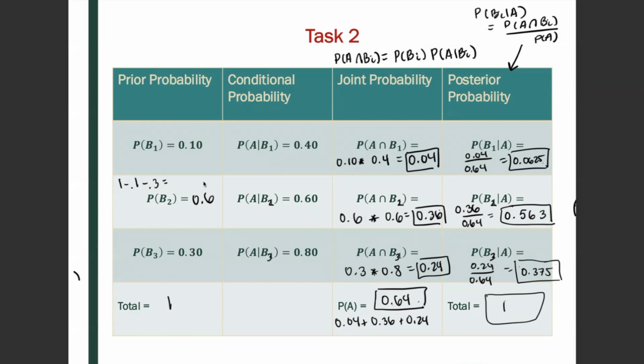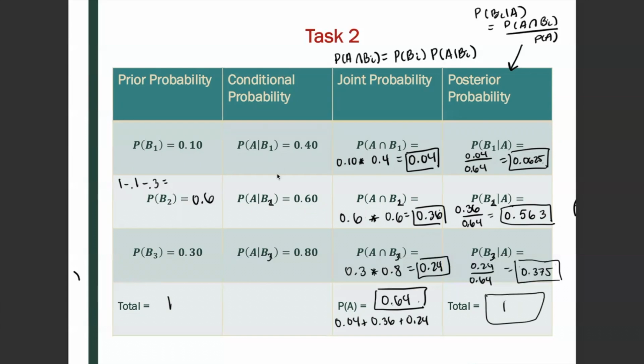So to find this missing probability of B2, you can do 1 minus the probability of B1, which is 0.1, minus the probability of B3, which is 0.3. So 1 minus 0.1 minus 0.3 equals 0.6. So that's the probability of B2.